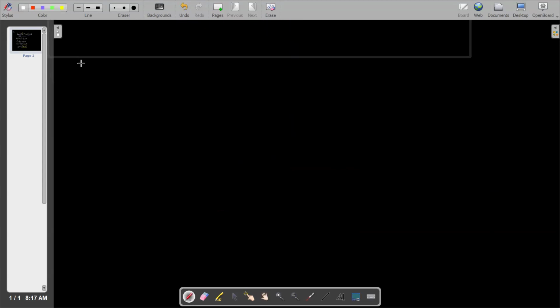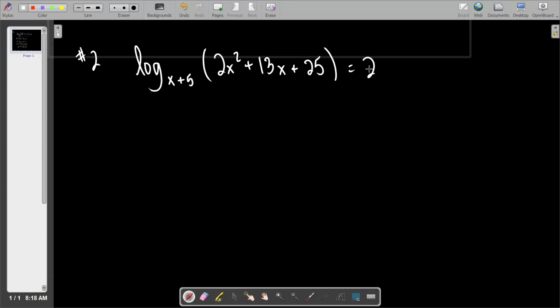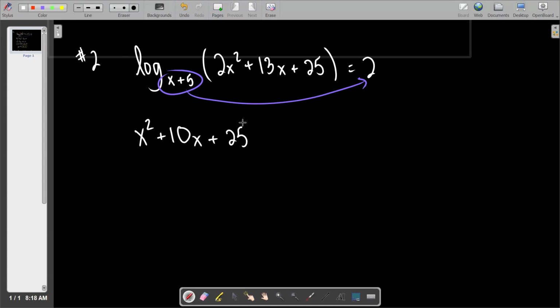For question number 2, we have log base x plus 5 of 2x squared plus 13x plus 25 equals, you guessed it, 2. And yet again, we're going to raise the base to the power of the logarithm. So x plus 5, when raised to the power of 2, you all should have gotten x squared plus 10x plus 25. As I've said repeatedly, if you struggle with that step, just write it out.